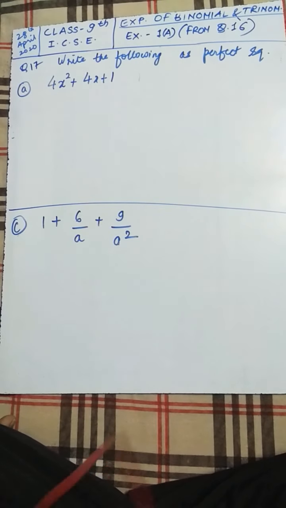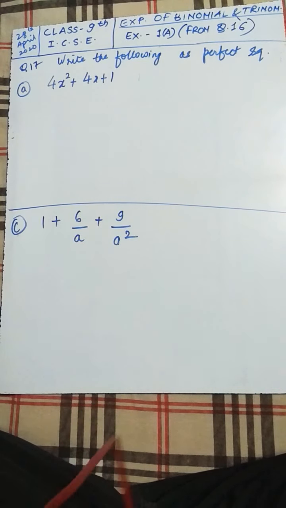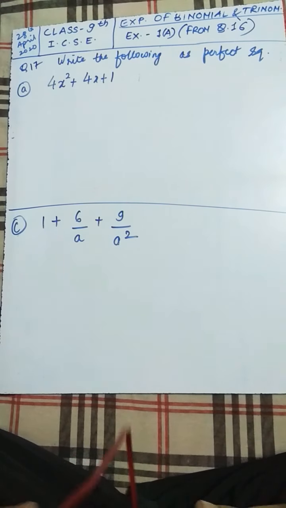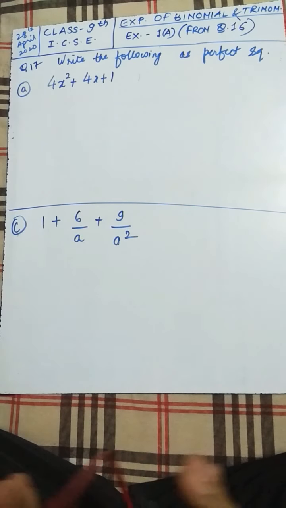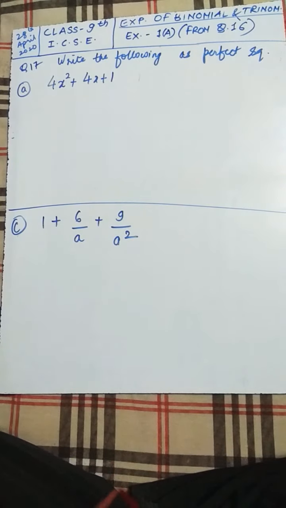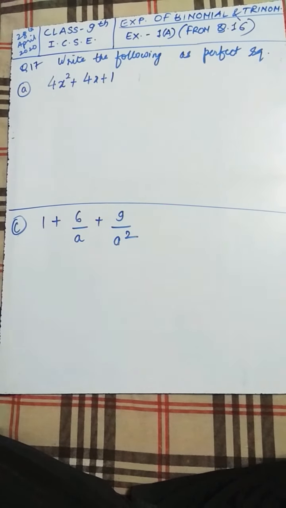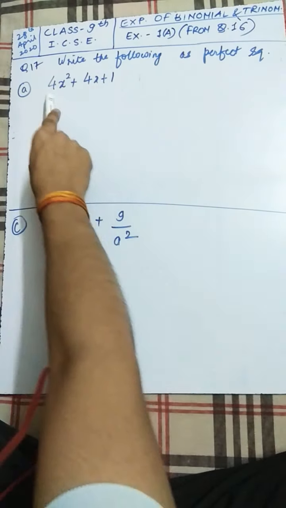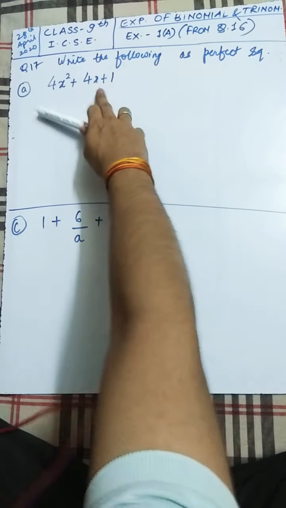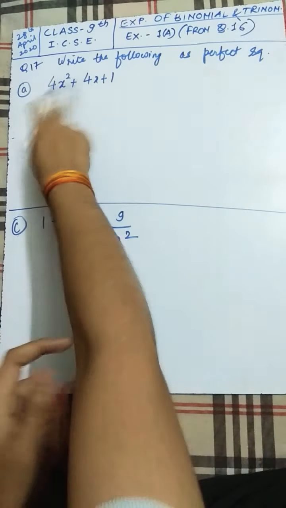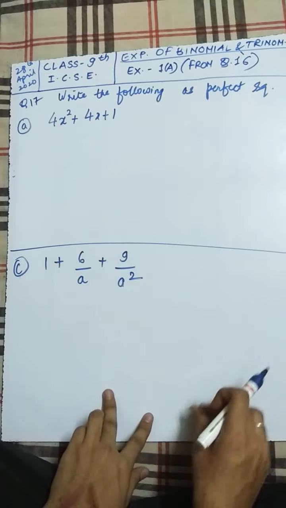Let us come to the 17th question. The 17th question is, write the following as perfect square. Sometimes the question will be asked where you will be given an expanded form and you have to write it in the perfect square or in the factorized form. That means in the simpler form. You'll be given the expanded one and you have to write it in a simpler form. Same as here. This is the expanded one and you have to write it in terms of a perfect square. That means you need to make this a perfect square. So let us make this one.